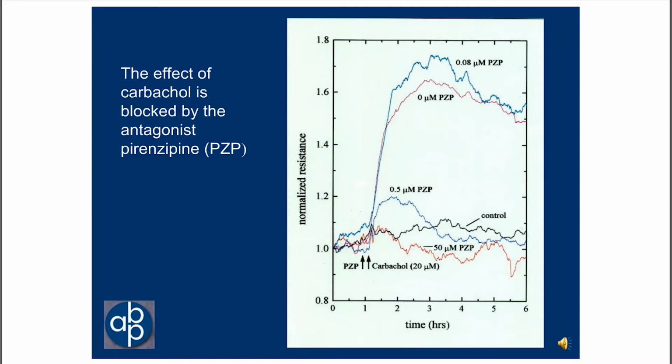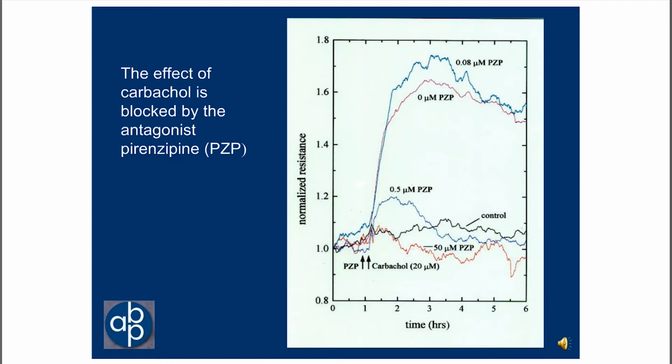To more thoroughly demonstrate that this is signal transduction, again we bring in the antagonist pirenzepine. Here again the CHO cells have been grown to confluence. But we're looking at the normalized resistance. In other words, all the resistances have been divided by their starting value, so all of these traces start at 1. Again, we add here pirenzepine at different concentrations indicated on each curve, and 15 minutes later we add the agonist carbachol at 20 micromolar.